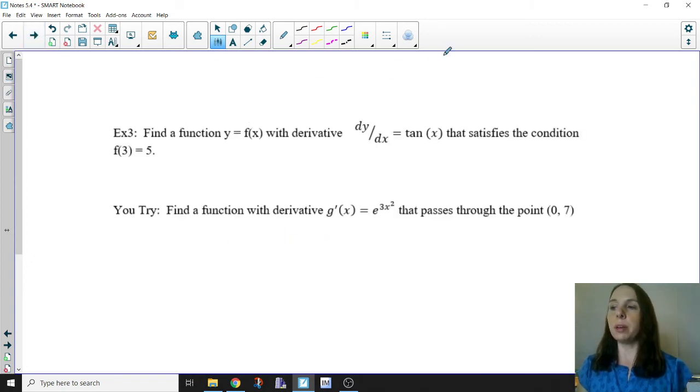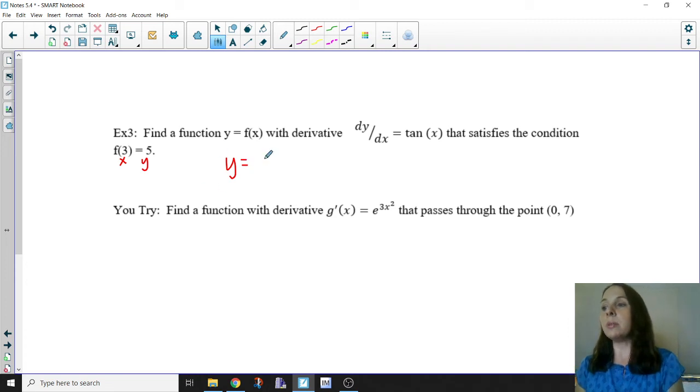Find a function y equals f of x with derivative dy over dx equals tangent x that satisfies the condition f of 3 equals 5. Keep in mind that this is an x coordinate, this is a y coordinate. Okay, so what we're going to do is write a y equals function here, and that function has to have a derivative of tangent. You don't know what function that is. Do not say secant squared. The derivative of tangent is secant squared, but we need a function that when we take its derivative, we get tangent. We don't have that.